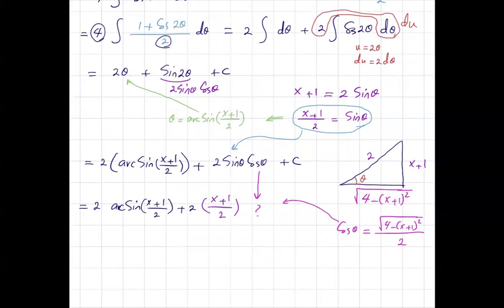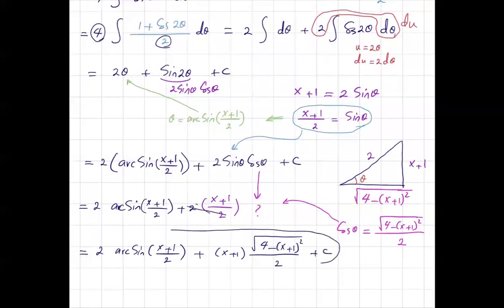So your integral is 2 times arc sine of x plus 1 divided by 2. You can cancel out these two, plus x plus 1 times the square root of 4 minus x plus 1 to the second, divided by 2, plus constant of integration. That's how we calculate the integral using trig substitution.